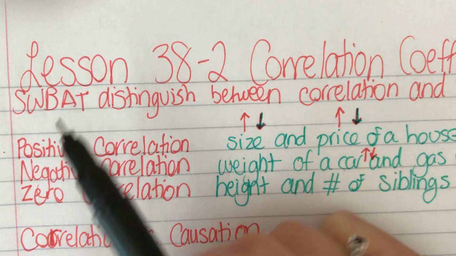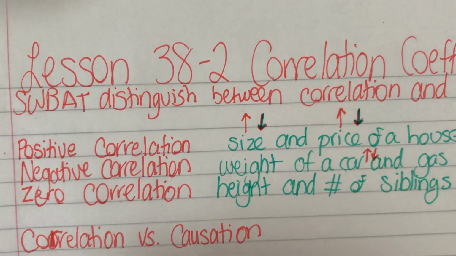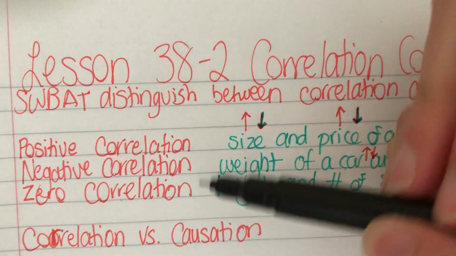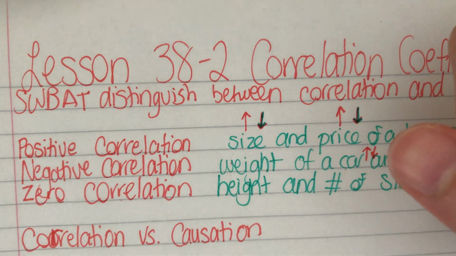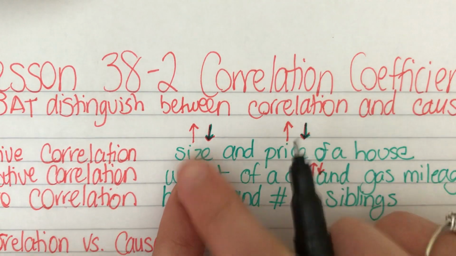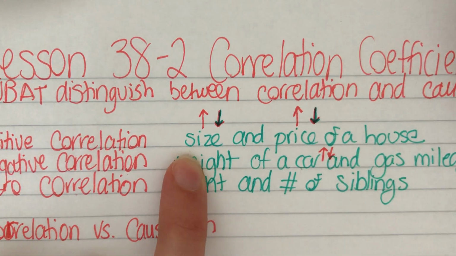Okay, so we're talking more about correlation, and we'll also be talking about causation in a minute, but I want to go to 3 real-world examples of correlation. We've looked at what they look like on graphs, but I just want to talk about how that plays out in real life. So here's an example of positive correlation, size and price of a house.